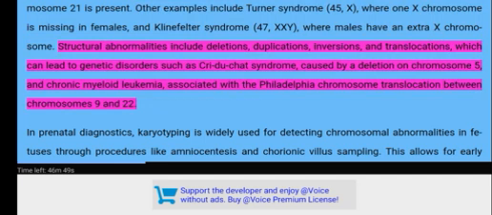Structural abnormalities include deletions, duplications, inversions, and translocations, which can lead to genetic disorders such as Cri-du-Chat syndrome, caused by a deletion on chromosome 5, and chronic myeloid leukemia, associated with the Philadelphia chromosome translocation between chromosomes 9 and 22.